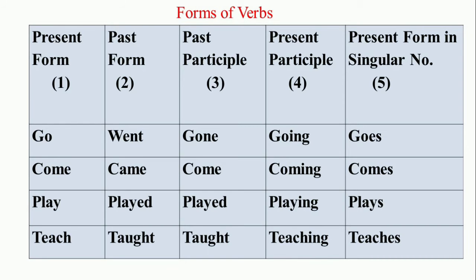Go is the first form of verb. Second, went. Third, gone. Fourth, going. And the fifth form is goes. Come is the first form. Second, came. Third, come. Fourth, coming. Fifth, comes. Play is the first form of verb. Second, played. Third, also played. Fourth, playing. And the fifth, plays.